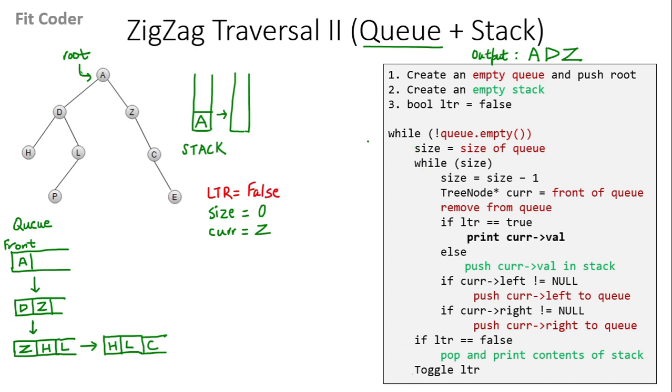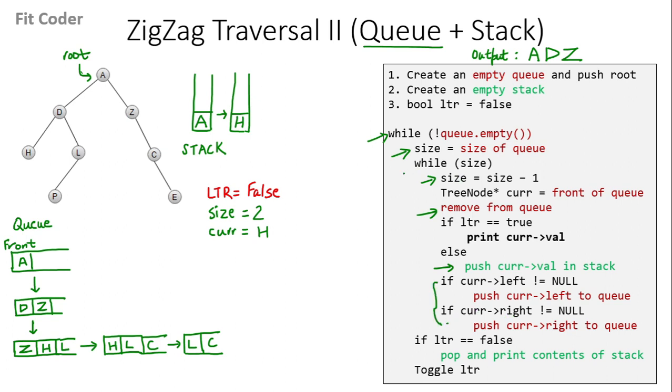Then we again come in the while condition. Q is not empty. So size of the Q is 3. We come in this while loop and we decrement the value of size. So size becomes 2. Current becomes equal to front of Q, which is H. Then we remove from the Q. Then we check the value of LTR. So LTR is false. So we push the value of current in the stack. So we push H. Then we check left and right of H. So both are null. So these two if conditions are false.